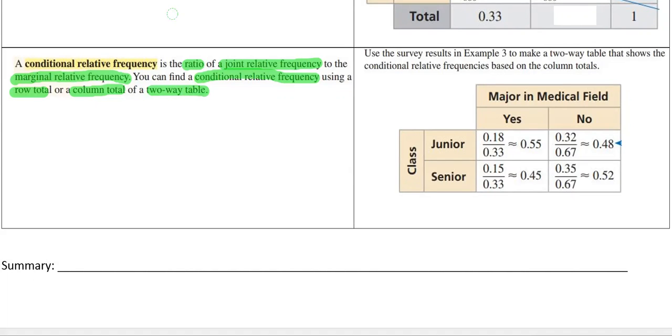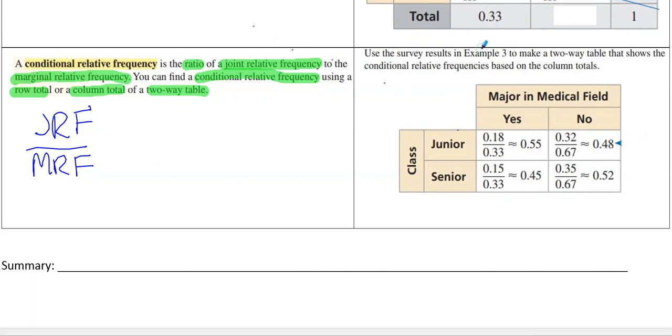The issue here is that if you are doing a ratio of the joint relative frequency to the marginal relative frequency, so let's say JRF to the MRF, that ratio depends on which margin you're talking about. In the last example, there was a joint relative frequency of 0.18. Now, if we're going to use a marginal relative frequency, do we use the 0.33, which was the marginal relative frequency in the column, or the 0.05, which was the marginal relative frequency for the row? And you have to be told which one.